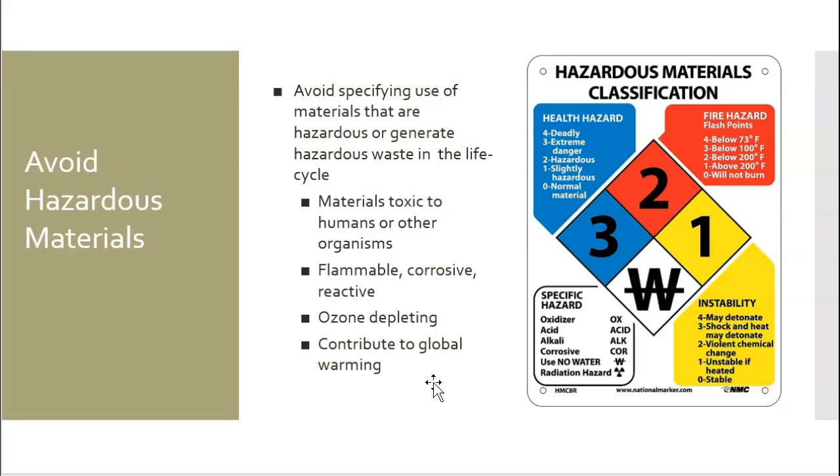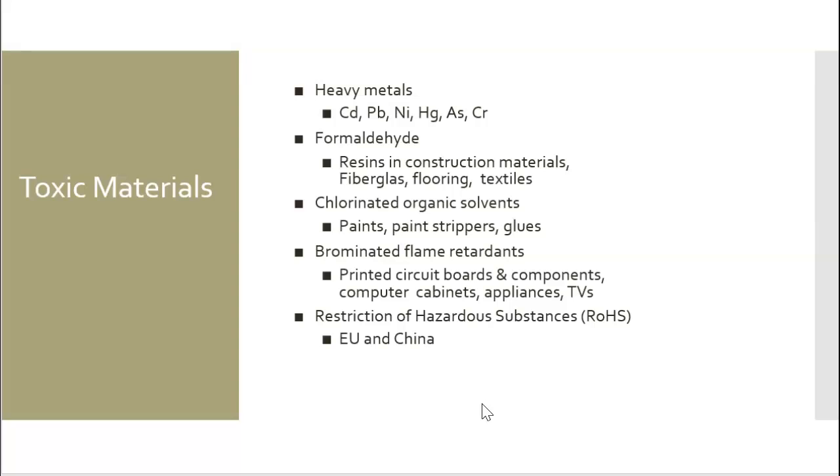Okay, so the next thing we're looking at as an eco-design strategy is avoiding hazardous materials. So you would want to reduce the amount of materials that are known to be hazardous or generate hazardous waste in the life cycle. So that would be these things here: materials that are toxic, flammable, corrosive, reactive, ozone depleting, or those that contribute to global warming. The toxic materials that are out there are things like lead, nickel, mercury, arsenic, chromium. There's formaldehyde that's used in papers and fiberglass and flooring materials and textiles.